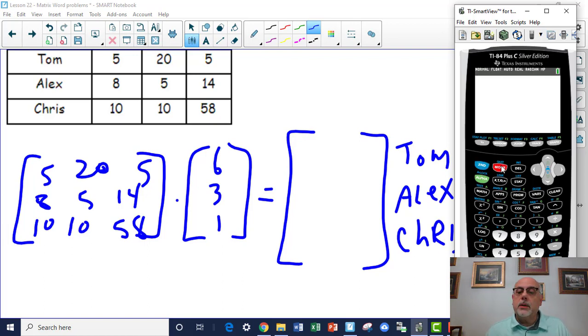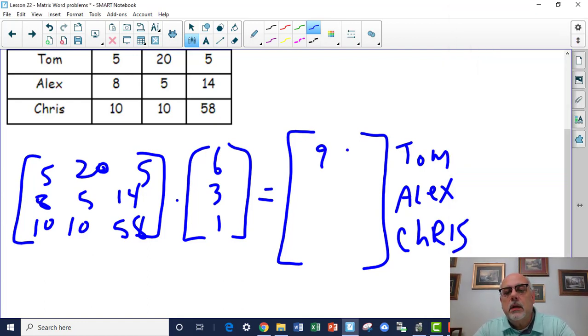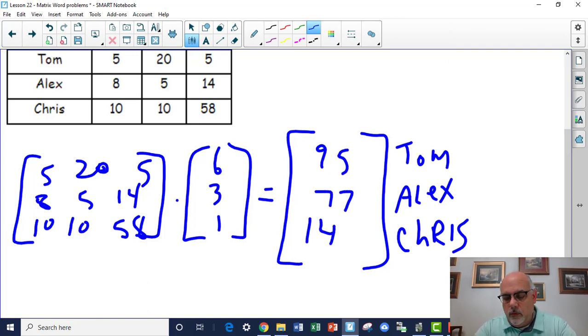So again, we're going to do like we did on problem number 1. We're going to take matrix A times matrix B, and we get the values of 95. That was Tom. Alex was 77, and Chris was 148. Obviously, Chris scored a whole lot more points than either Tom or Alex.